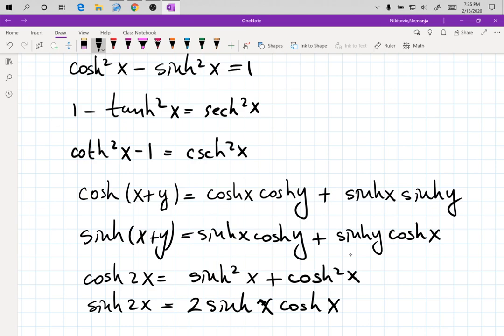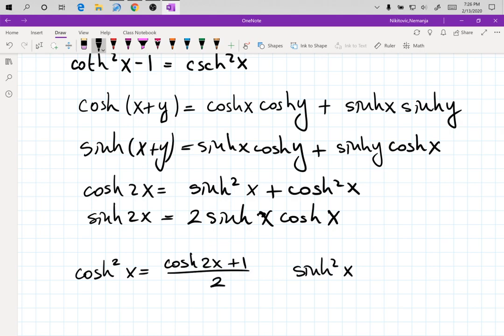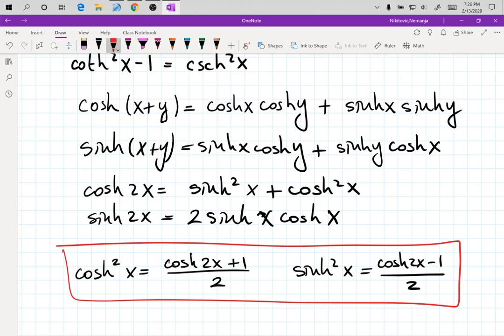And finally, we have the power reducing. You absolutely must memorize, otherwise you can't integrate. Remember that I told you that you will have to memorize the trig power reducing so you can do trigonometric integrals. You must memorize these two. Cosine hyperbolic squared x is cosine hyperbolic 2x plus 1 over 2, and sine hyperbolic squared x is cosine hyperbolic 2x minus 1 over 2. These formulas are swapped. It's 1 plus cosine and 1 minus cosine for trig. So they are very, very close.